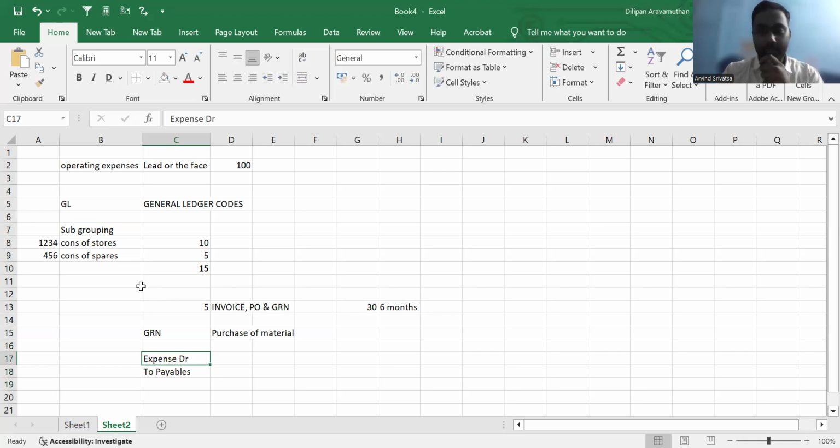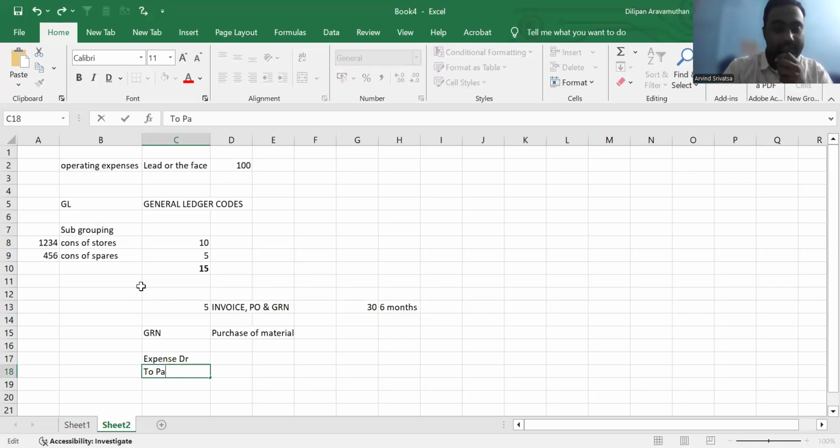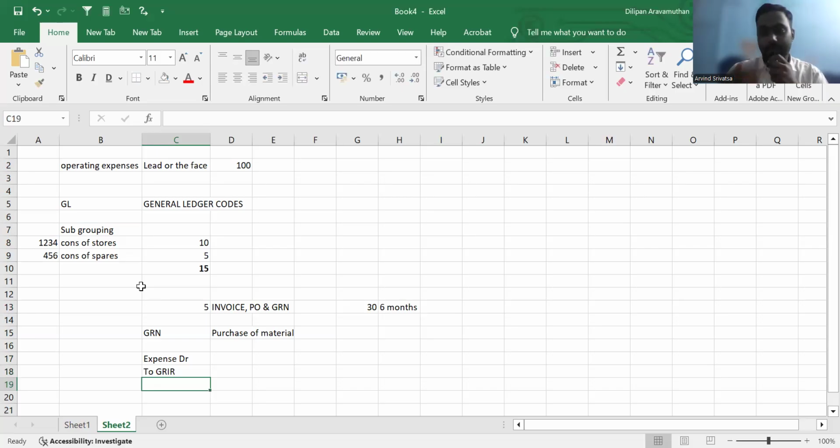But in SAP, you do not straight away pass the payables entry. So you park this in a temporary account called GRIR. So why do we need to park this in a temporary account? Yes, guys, hold on, I will just explain this. GRIR is the goods received, invoice not received account in SAP.